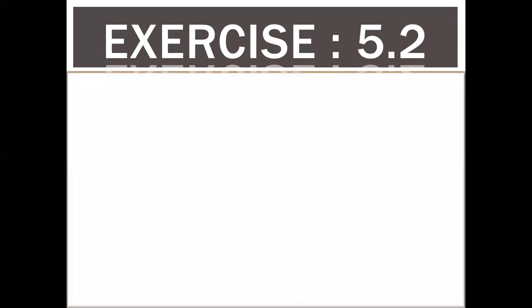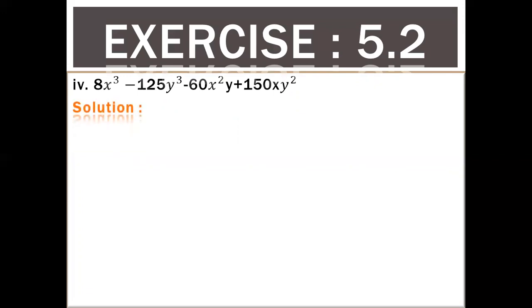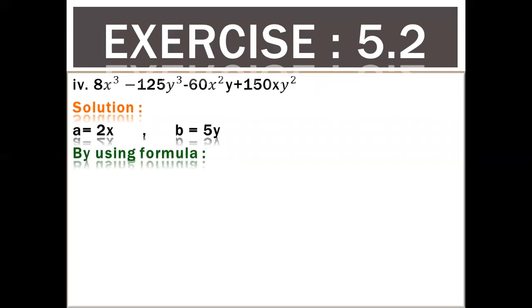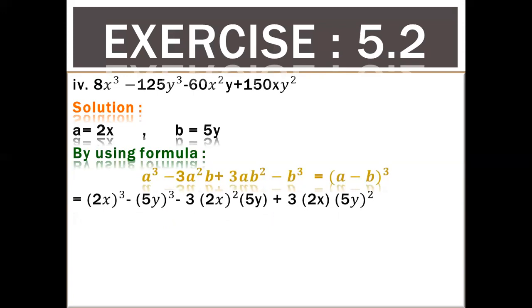The second is 8x cube minus 125y cube minus 60x square y plus 150xy square. How can you find what is A and what is B? Always the number which you can take the cube root of, those are our required A and B. And clearly you see in the question x cube and y cube. If there is no variable, from the constant term you can find easily the terms A and B.